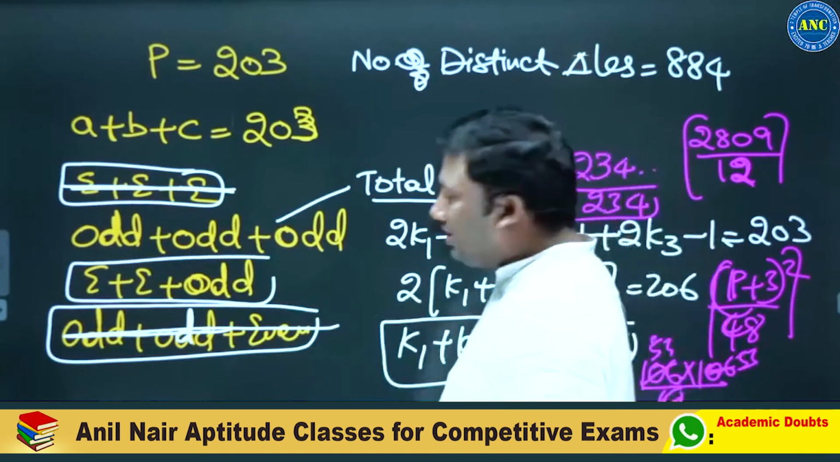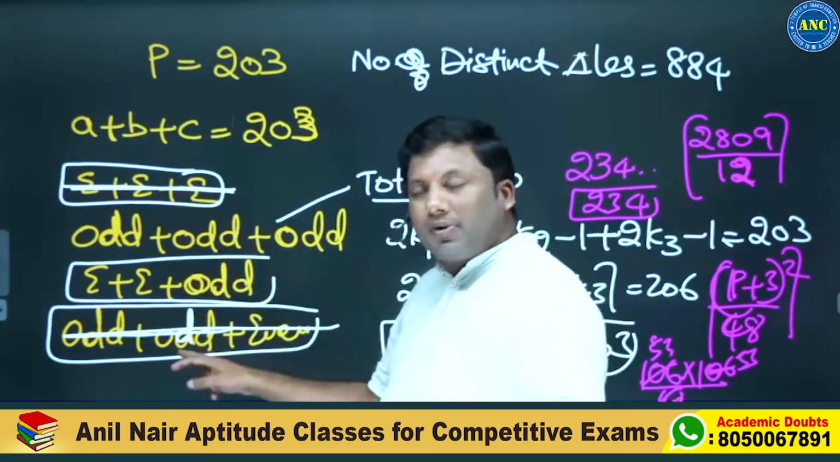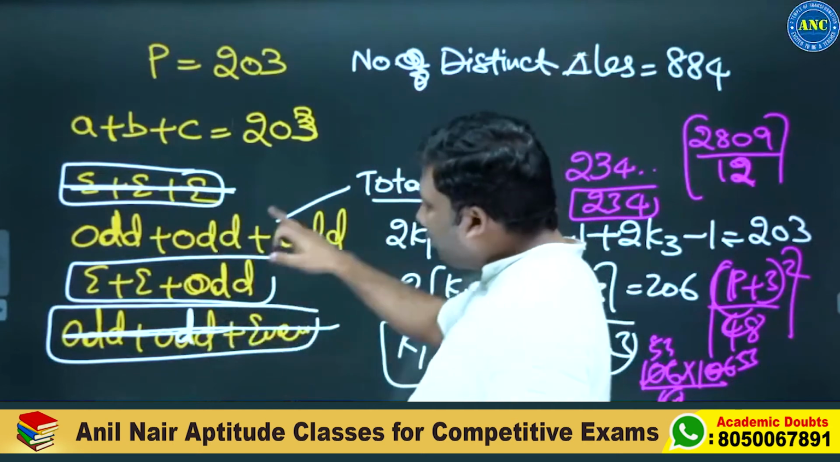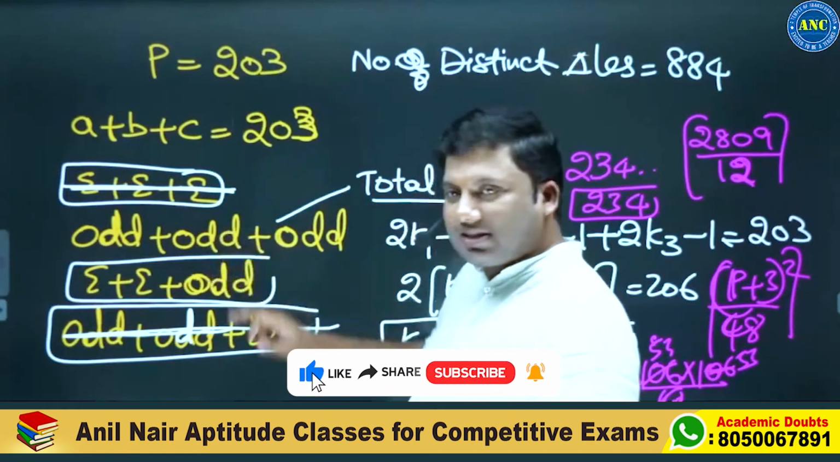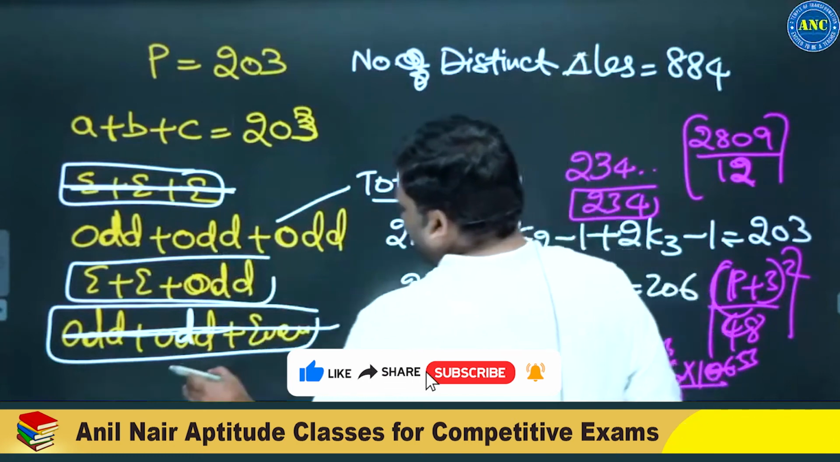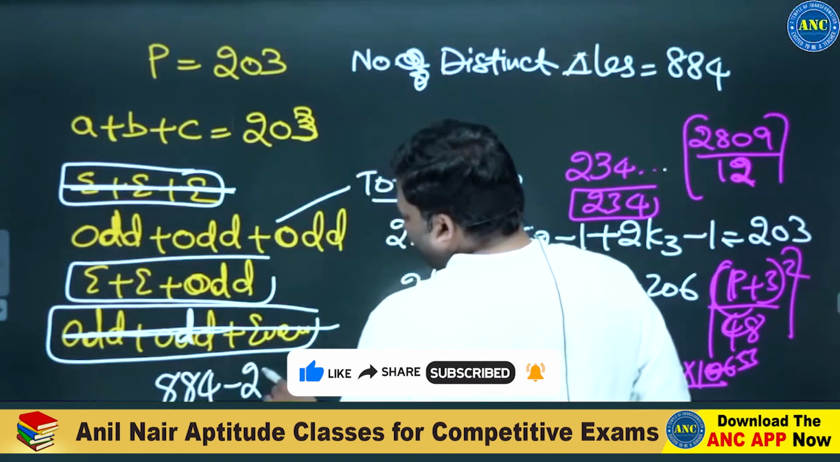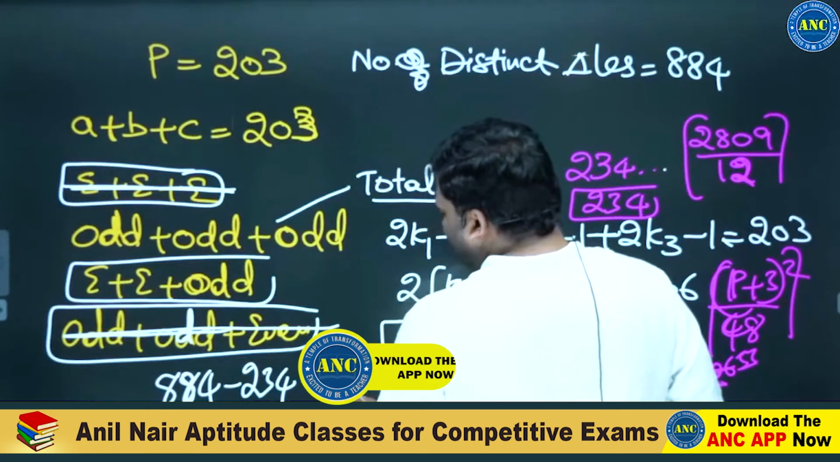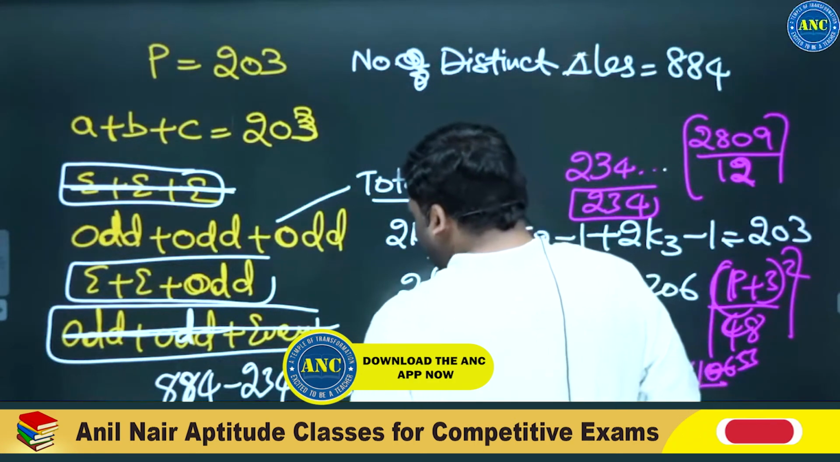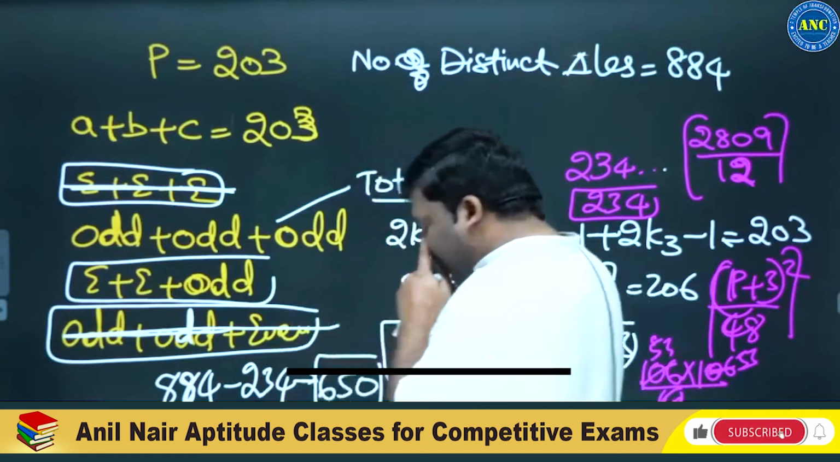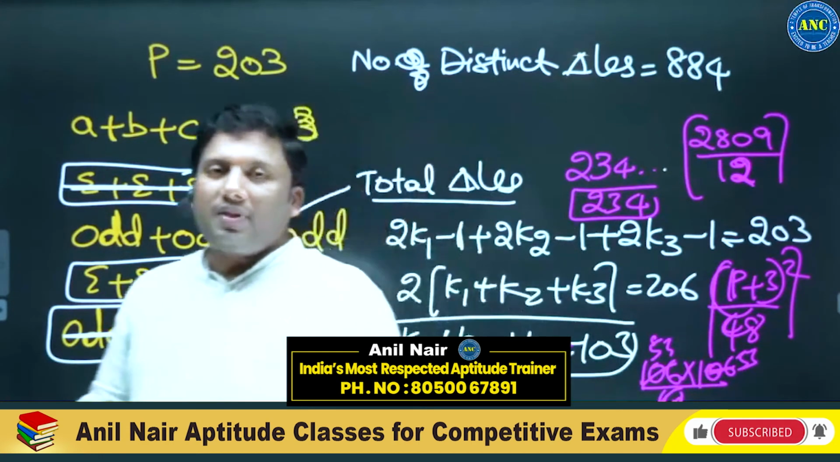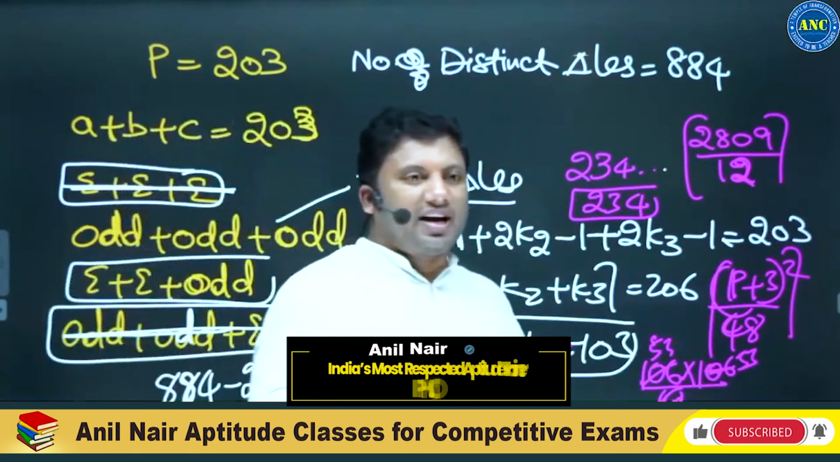Where all the three sides are odd, this case is not possible. Out of total triangles, if I subtract this case, I will get the answer. So 884 minus 234. Answer is 650. 650 triangles are there.